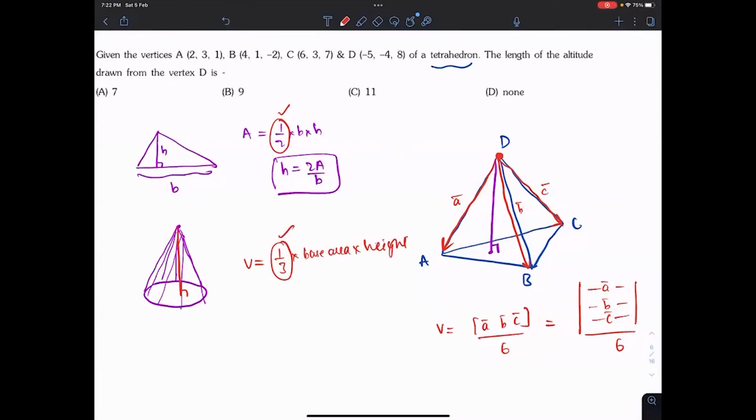Now here also for this tetrahedron, what will the volume be?